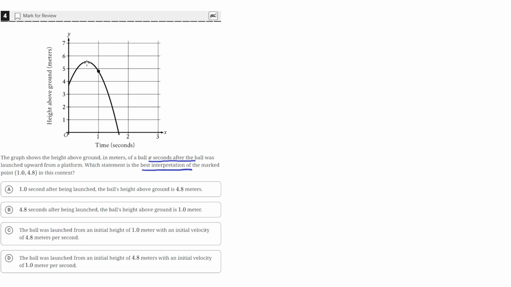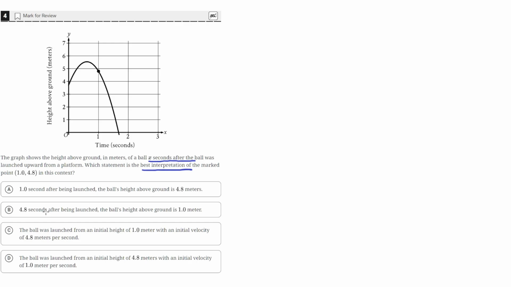where a ball is thrown upwards, and that x represents the seconds after the ball was launched upwards, and that y represents the height above the ground. We're also given this point 1, 4.8, and we're asked for the best interpretation of this point in this context. So knowing that x represents seconds, therefore this 1 represents seconds, and the y represents height above ground, so 4.8 represents 4.8 meters above the ground.